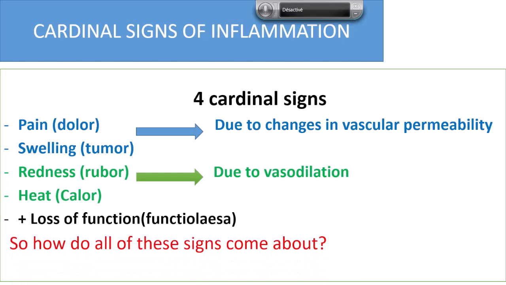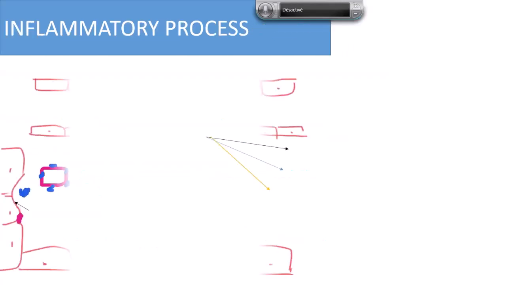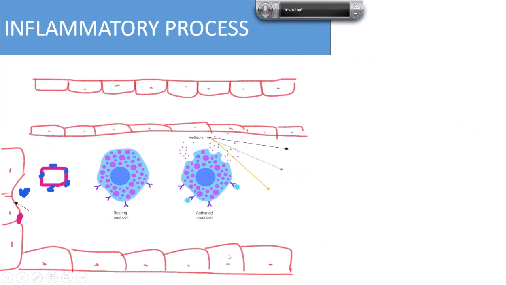So how do all of these signs come about? How does this pain, this swelling, this redness, this heat come about? So let's look at this in the inflammatory process. Here we are looking at a blood vessel. This is our blood vessel. This is our tissue, and this is the interstitial space or interstitium. So this is our injurious agent, a bacteria, for example.